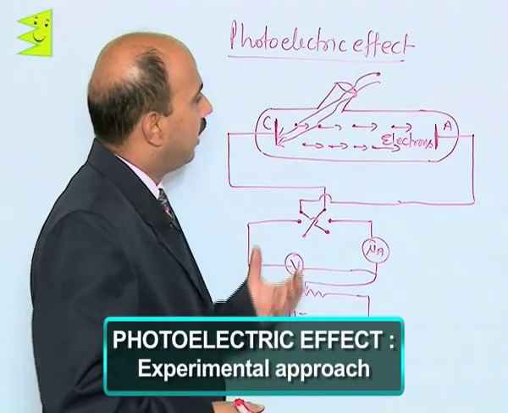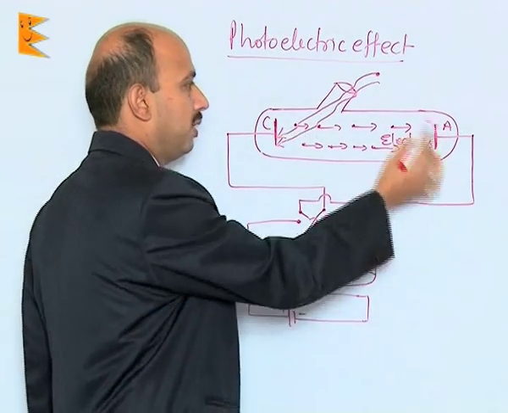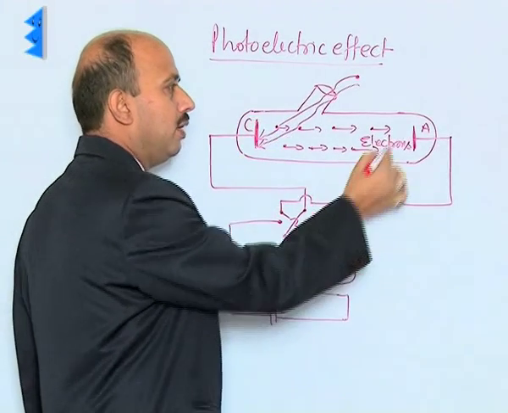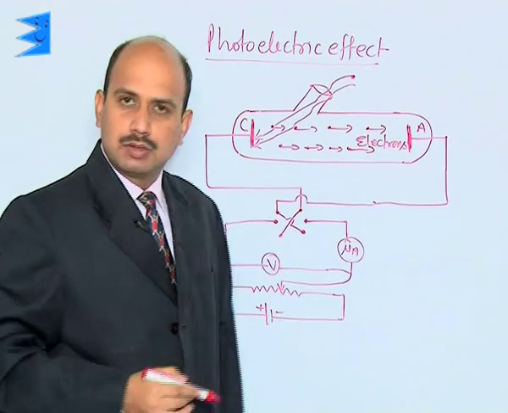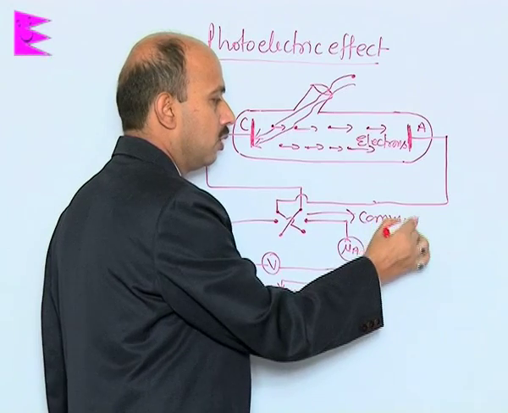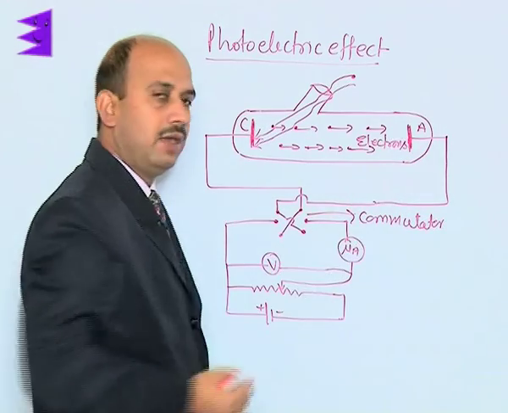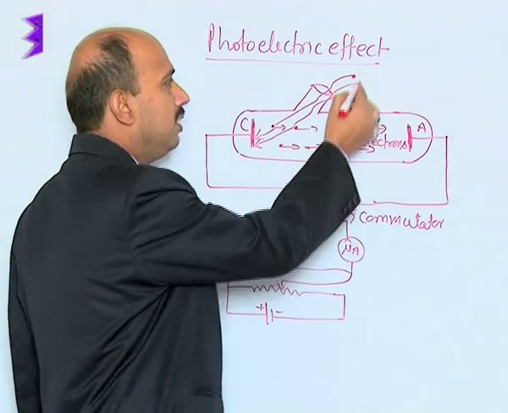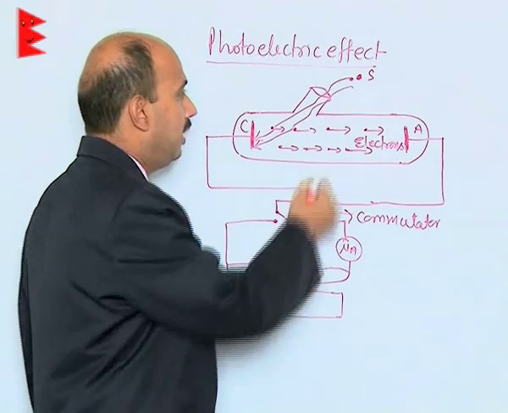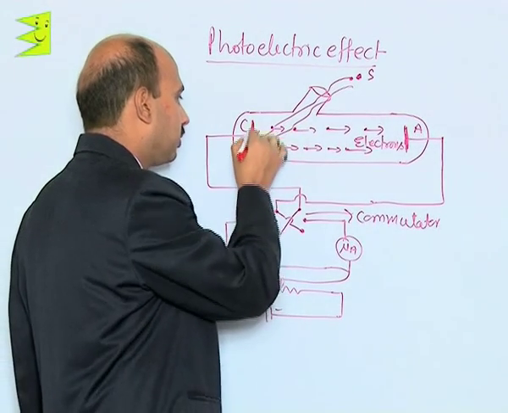Now see here, this is the experimental study of the photoelectric effect. There is an evacuated glass tube, and there is a plate C that is called the emitter plate, and plate A is known as the collector plate. This is the commutator. By using the commutator we can change the polarity of plate A. Now there is a source of radiation, S. The radiations come from this side, through this window, and fall on the emitter plate.